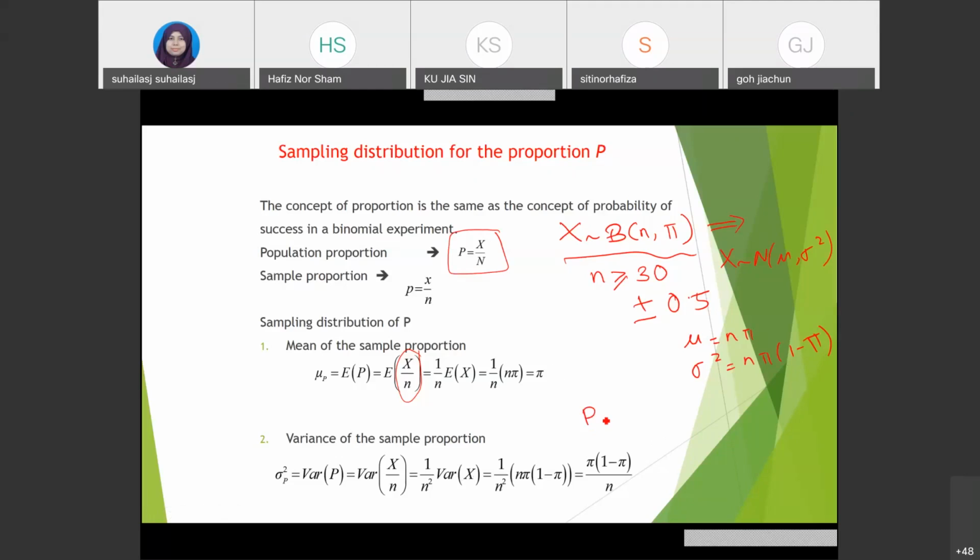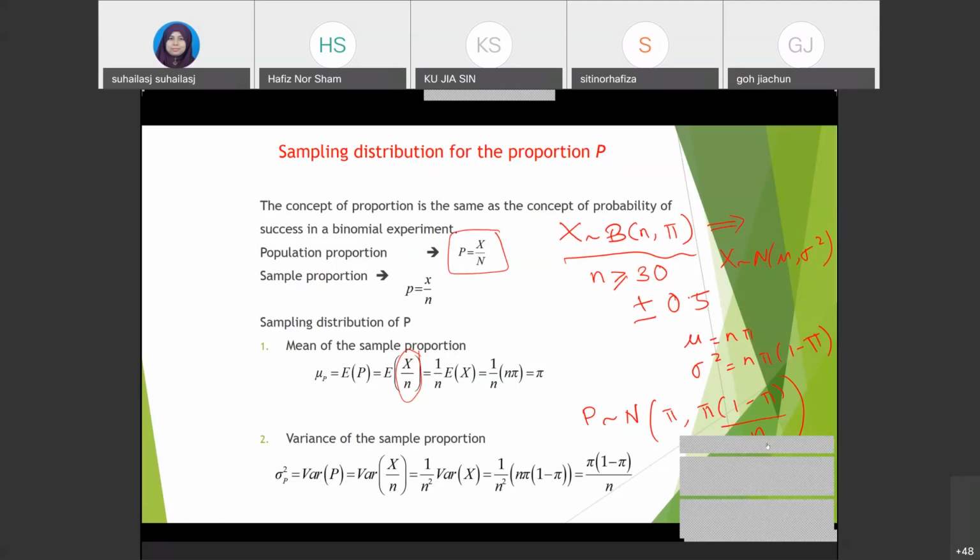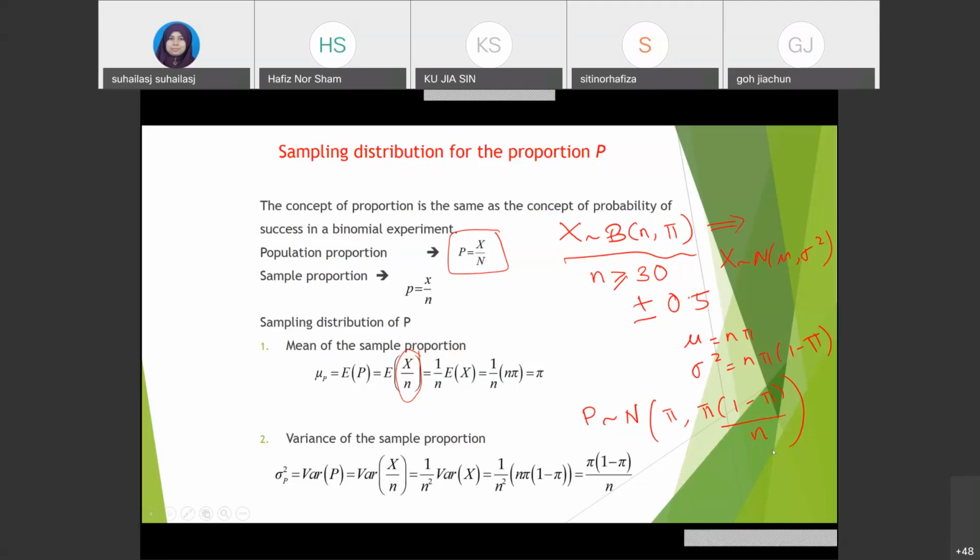It will be that P is normally distributed with mean pi, and this is your variance, pi (1 minus pi) over n. Okay, so let's say the question asks what is the sampling distribution for the proportion. That's when you have to write P is normally distributed with mean pi, and your variance is pi (1 minus pi) over n. Okay, so to prove it, the way is like this.